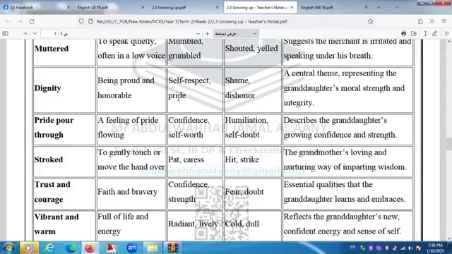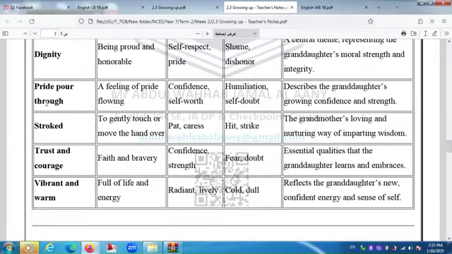Self-respect is another meaning. Pride is another synonym. Antonym, shame, dishonour. Be careful with the OU again. The effect of using this word, dignity, is a central theme representing the granddaughter's moral strength and integrity as well.